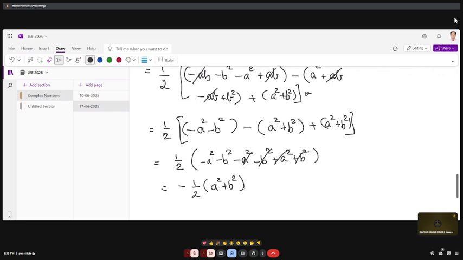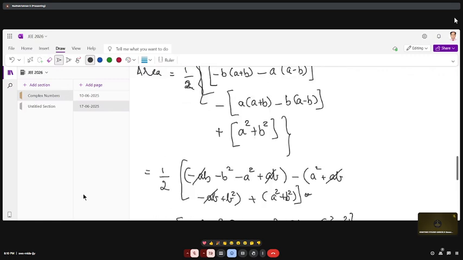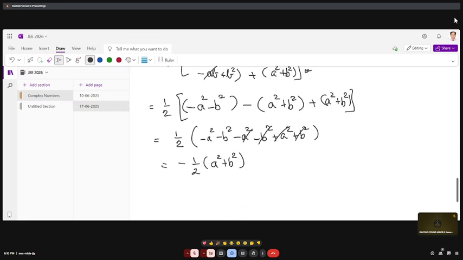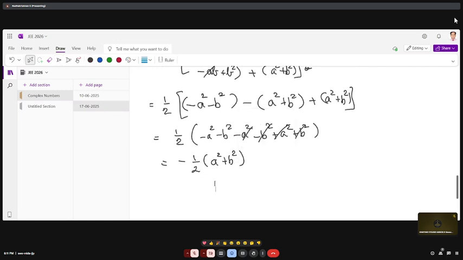Okay. But area cannot be negative, right? So the area formula is actually: you take the determinant and take its modulus. If you get it in negative, we can simply take out the negative, because we know that a square plus b square is a positive quantity. So clearly it's coming as a negative value. So if you take the modulus of this, it is equal to half into a square plus b square.